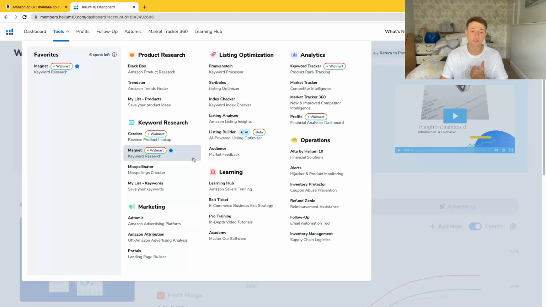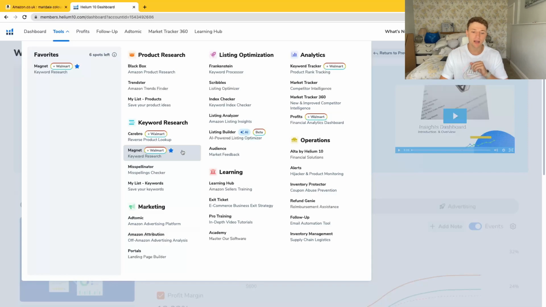Now, there are three main tools that we're going to be using for our keyword research. The first one is going to be Magnet, which is basically Helium 10's keyword research tool. We then have Cerebro, which is their reverse product lookup. And then finally, we have Frankenstein, which is their keyword processor, which essentially puts both of those two together and allows you to efficiently optimize your listing and find the best keywords from all of this jumbled up data.